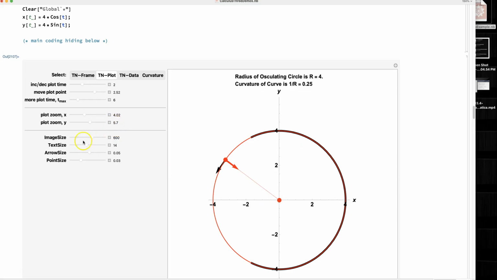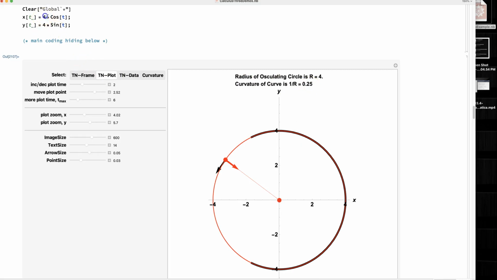Okay, so one thing we want to do is talk about curvature in terms of the radius of this circle. So here we can see that the radius of this circle is 4, and we're going to say the curvature of this circle is 1 over the radius, which is a fourth.